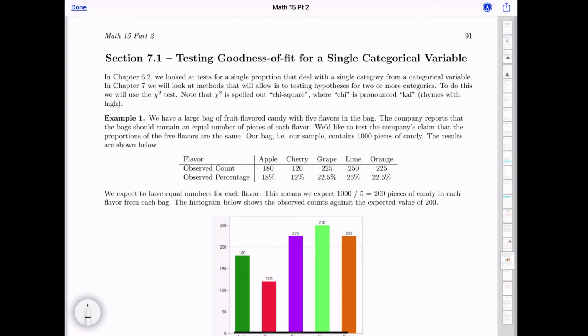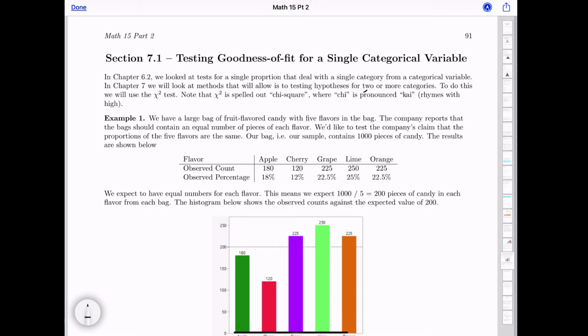Hey everyone, welcome back to section 7.1, where we're going to be looking at testing goodness of fit for a single categorical variable. All right, so we've looked a lot at categorical variables so far. For example, in section 6.2, we looked at tests for a single proportion that deal with a single category from a categorical variable. But in chapter 7, we're going to look at methods that are going to allow us to test for two or more categories at the same time.